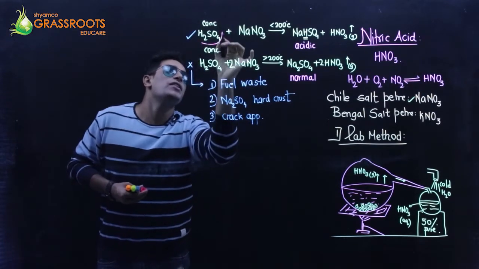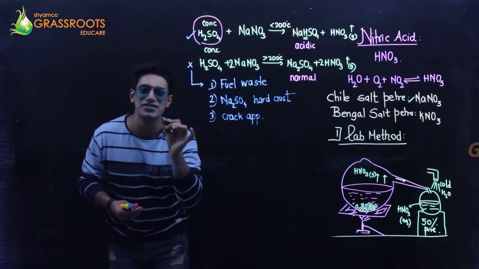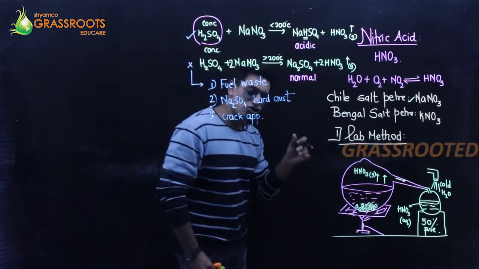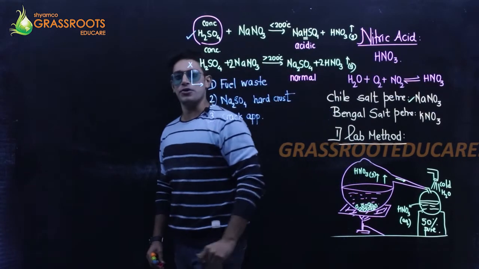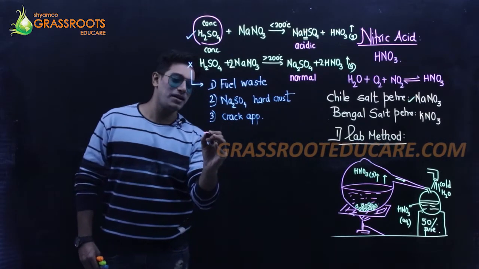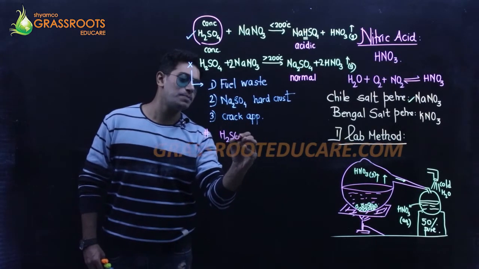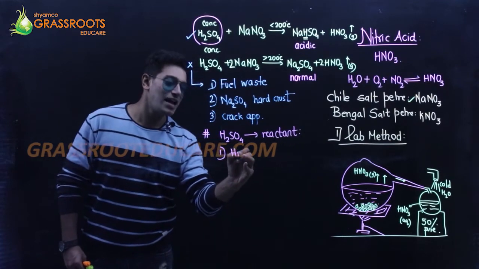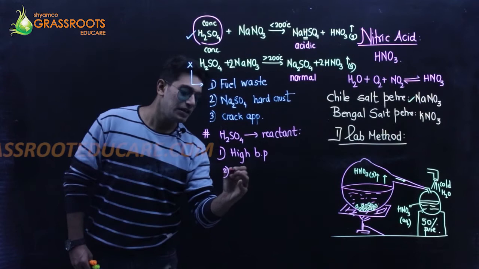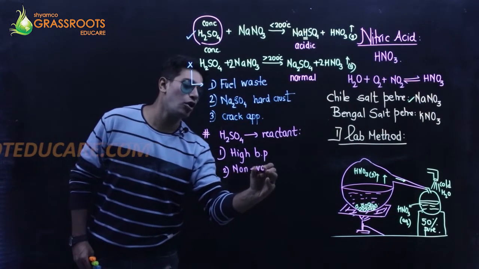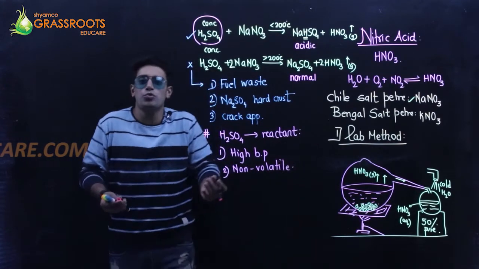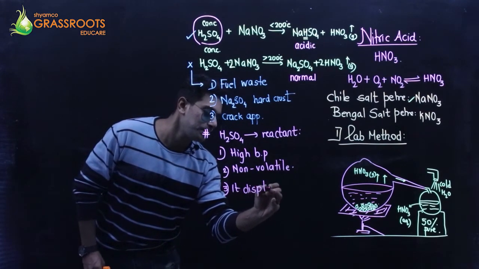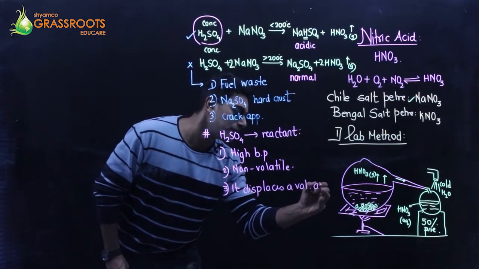Second, why is conc sulfuric acid preferred as a reactant? Because first, it has a high boiling point. We have done this. It's a repetition. The same answers were there for HCl for you all. It's a repeated thing. So I can start with my next pointer. H2SO4 is preferred as a reactant because first, it has a high boiling point. Second, it's a non-volatile acid. It does not vaporize out smoothly. And third, it displaces a volatile acid from the salt solution.